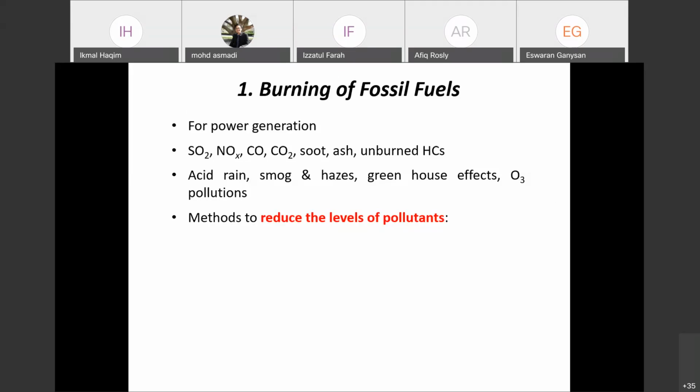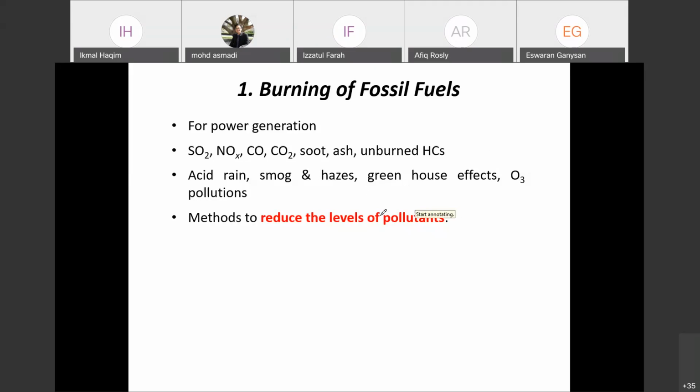So let's continue. Power generation from fossil fuels is going to result in many environmental problems. Such as SO2, going to produce acid rain, smoke and haze. From the NOx, greenhouse gas effect, which is CO2. O3 pollution is because of altering the ozone layer due to combustion. What is the method to reduce the levels of the pollutants?